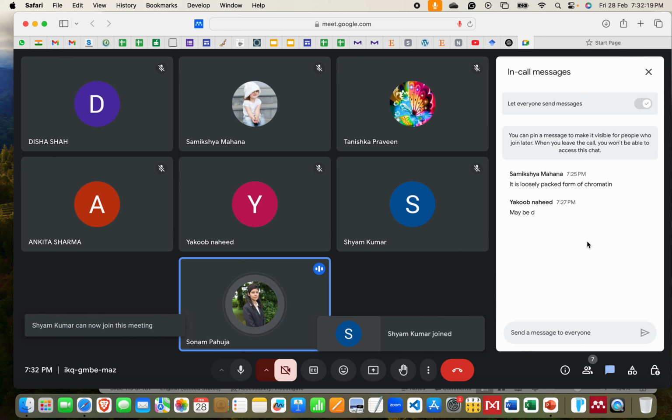People who are typing in the chat box, please speak up, as I won't be able to view your messages while my screen is sharing.